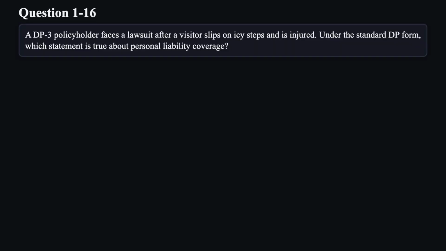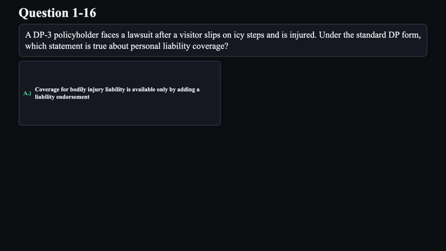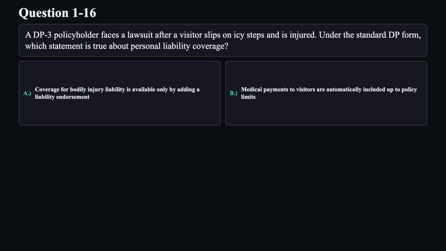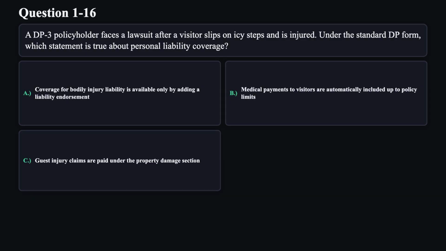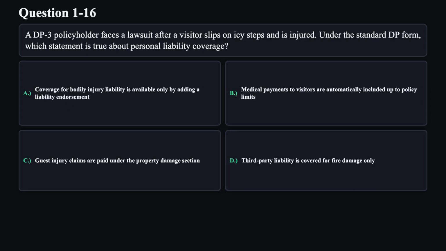Question 16. A DP3 policyholder faces a lawsuit after a visitor slips on icy steps and is injured. Under the standard DP form, which statement is true about personal liability coverage? A. Coverage for bodily injury liability is available only by adding a liability endorsement. B. Medical payments to visitors are automatically included up to policy limits. C. Guest injury claims are paid under the property damage section. D. Third-party liability is covered for fire damage only.